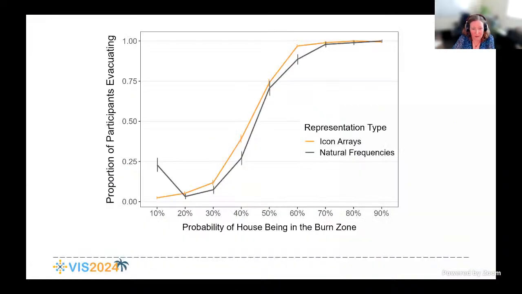Once again, we found that there was a significant difference between the icon arrays and the natural frequencies. People were more likely to evacuate when they saw the icon arrays. There was also this effect down here at the very low probability where people were more likely to evacuate for the natural frequencies. And I believe that was because people were misreading the stimuli. So if we said something like there's a 9 out of 100 chance that your house will be in the burn zone, people were misreading it as 90 and evacuating by mistake. But overall, we again saw higher evacuation rates for the icon arrays.